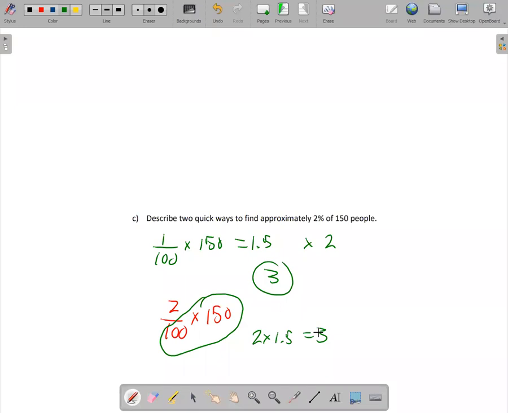Here's another way to think about that. Earlier, I was saying instead of 2%, I like 1% better. So what I'm going to do is leave the 1% here, and the 2, I'm just going to think about doubling this. If I double 150, I get 300. So 1% of 300, since 1% is 1 out of 100, should be 3.